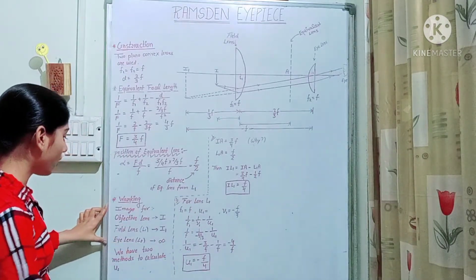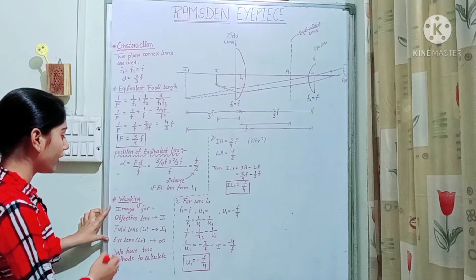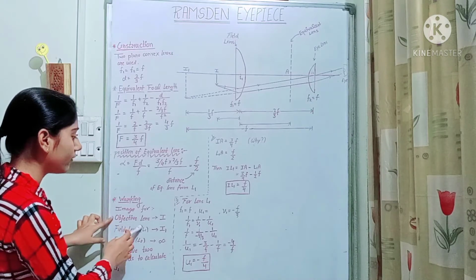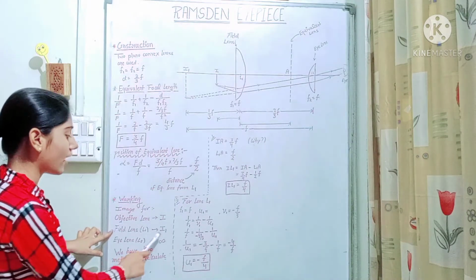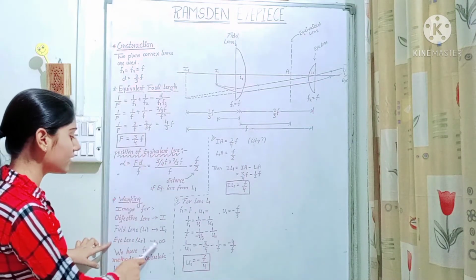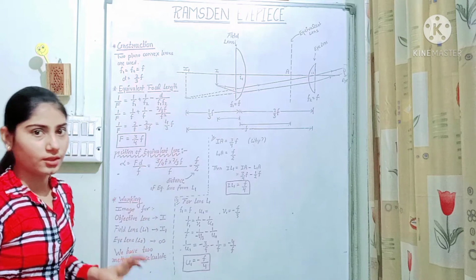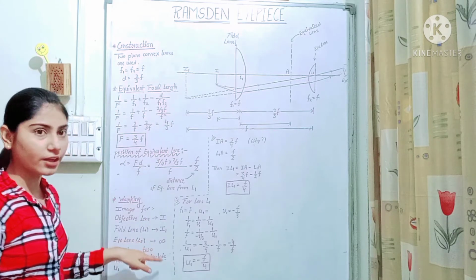Here I am writing all these images. For the objective lens, I is the image; for the field lens, I1 is the image; and for the eye lens, the image is at infinity.